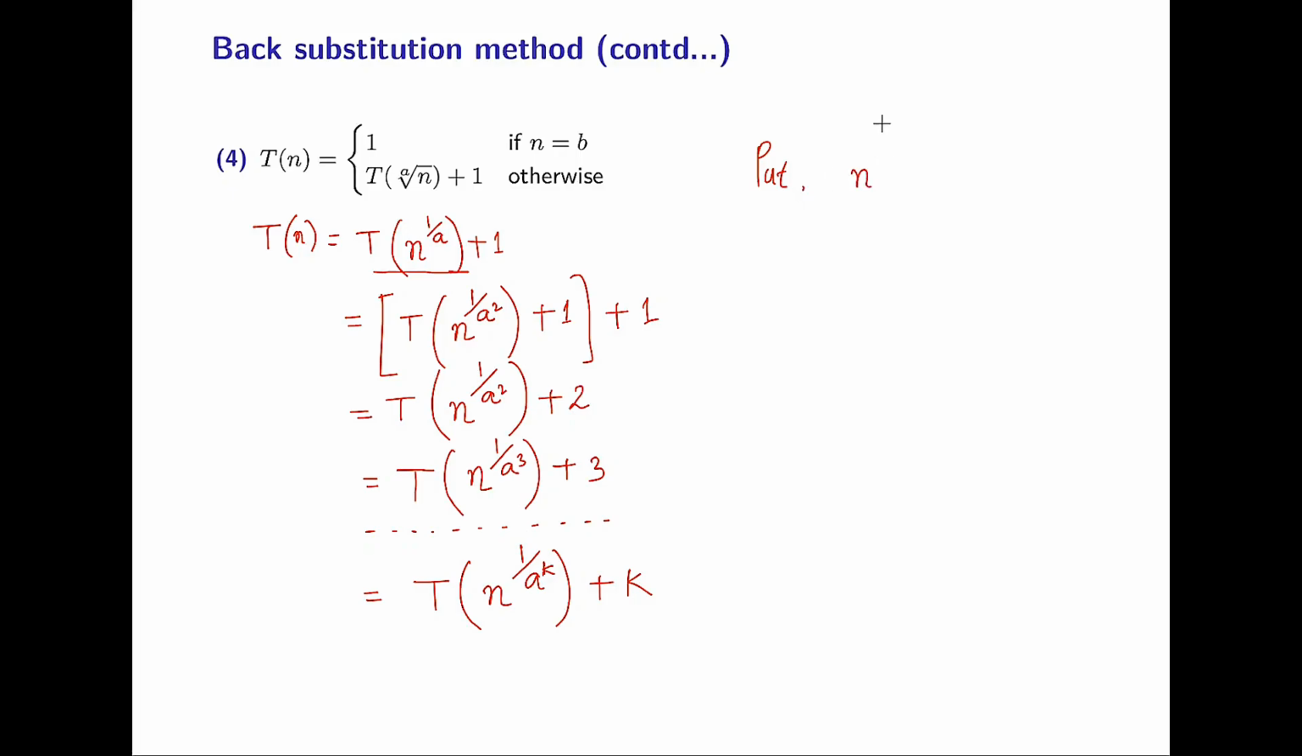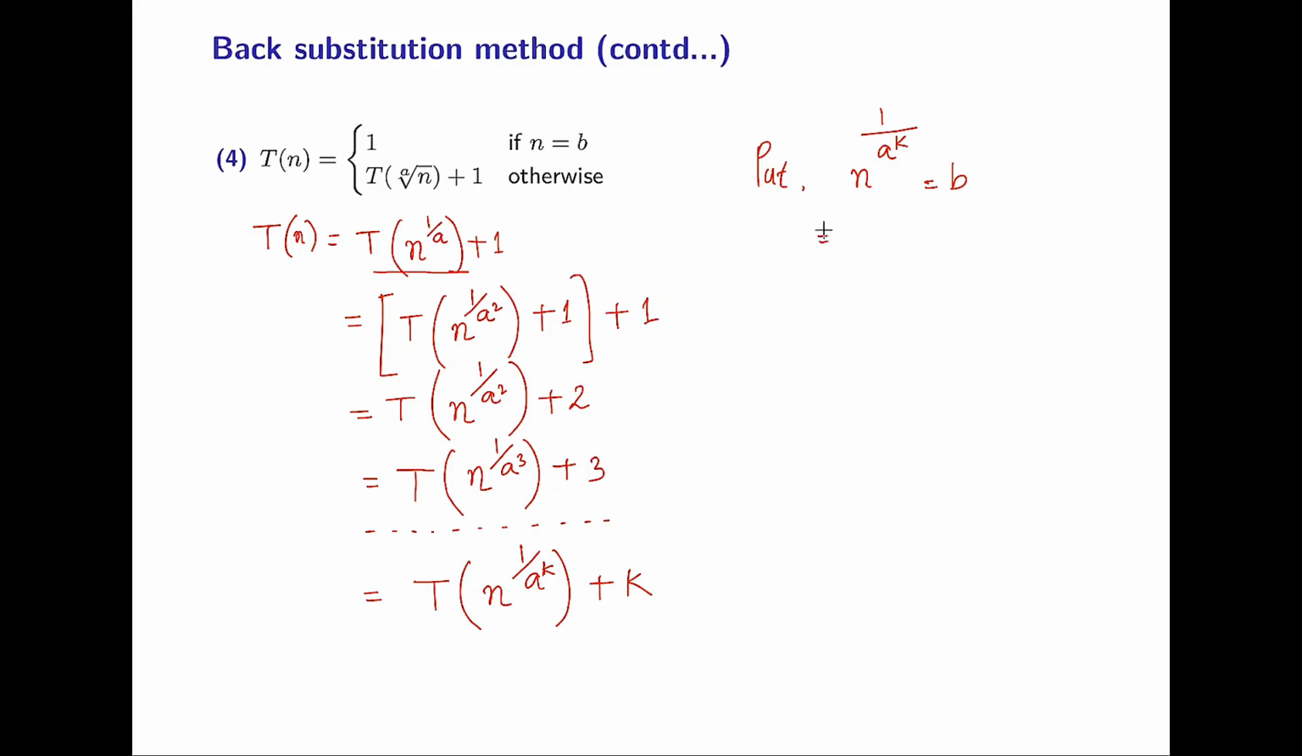So here you put n to the power 1 by a to the power k. This whole thing should be equal to what? Here you see very carefully. When n equals b, then we will reach the base condition. So this whole thing we assume is equal to b. Here we do not know k, so we need to find it out.